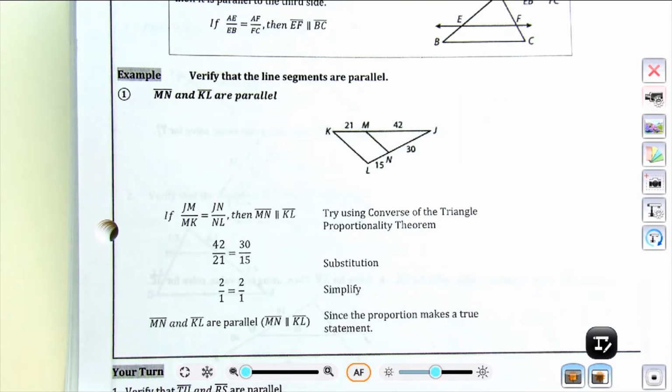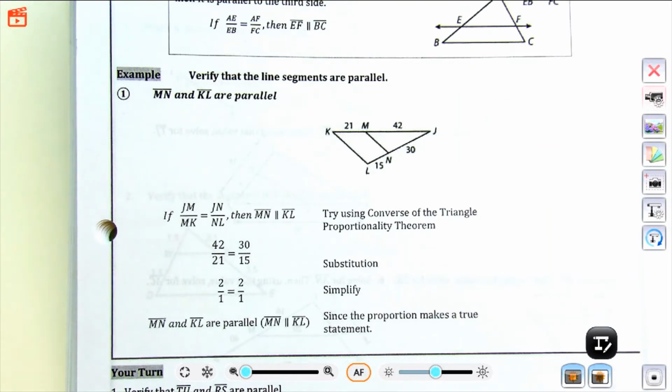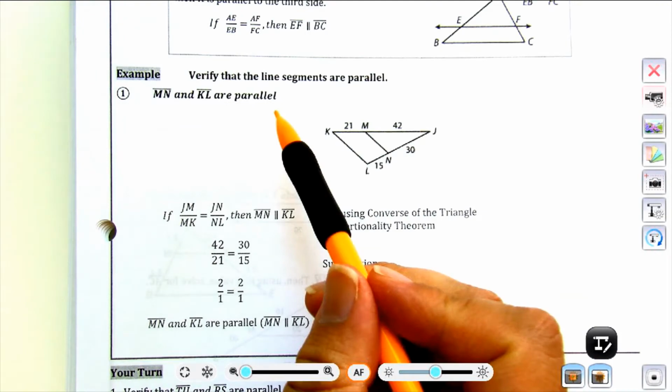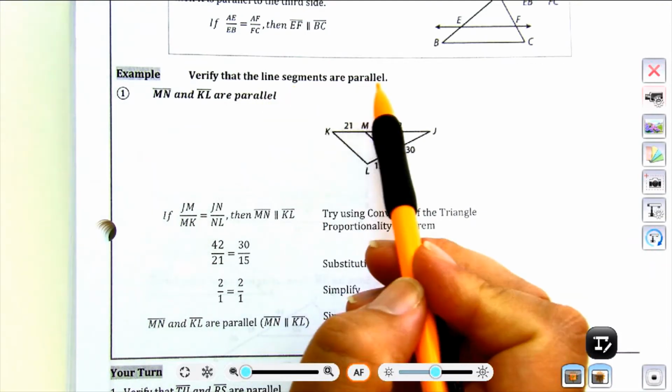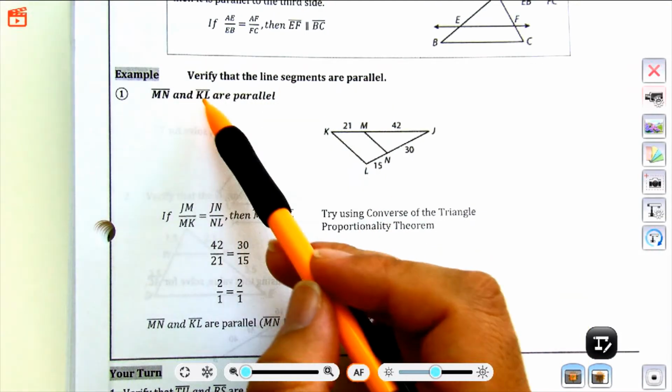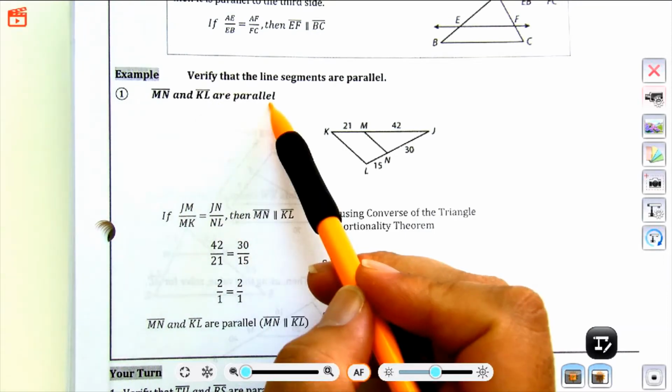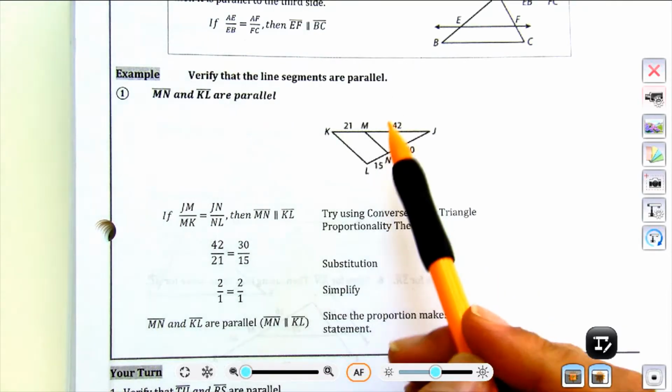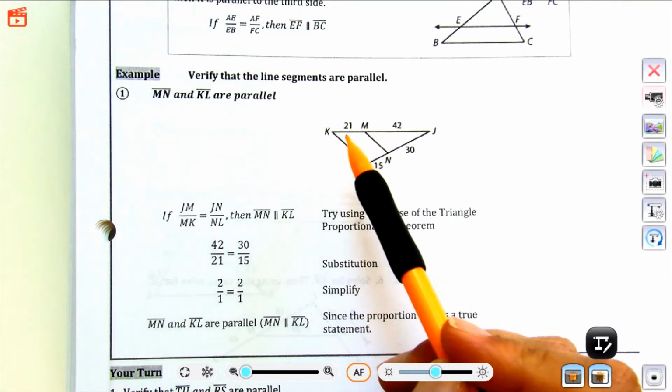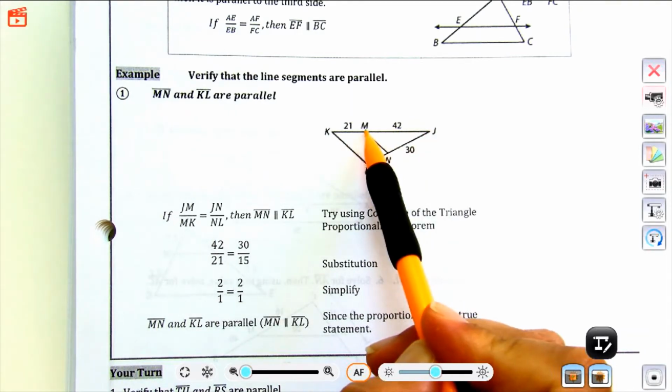So in the first example, verify that the line segments MN and KL are parallel. So we have to verify this. If we create our proportion, we could say JM over MK equals JN over NL.